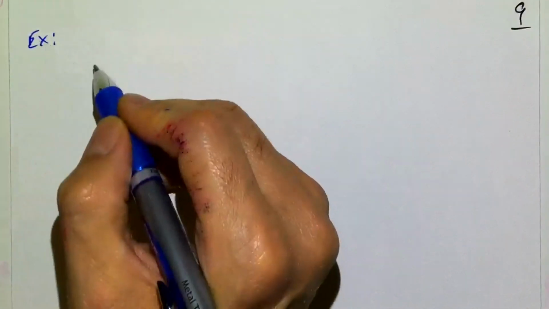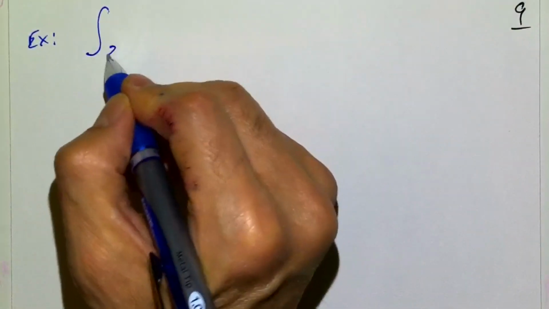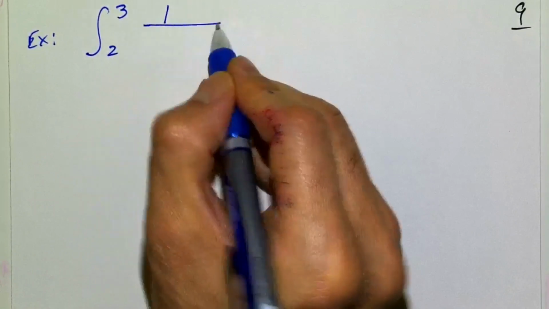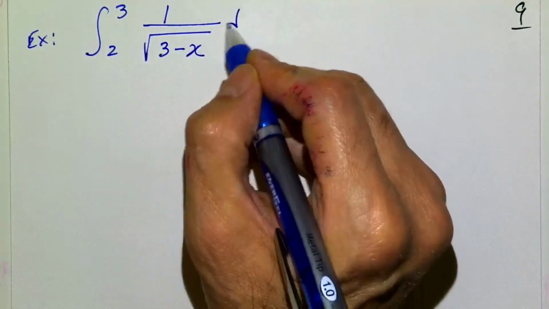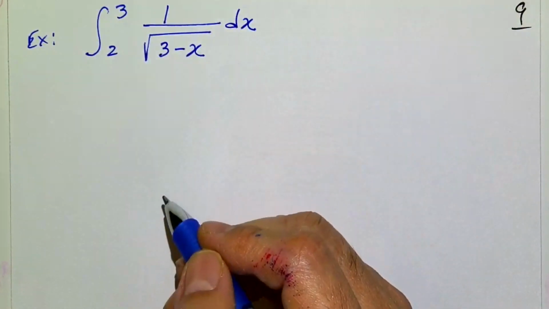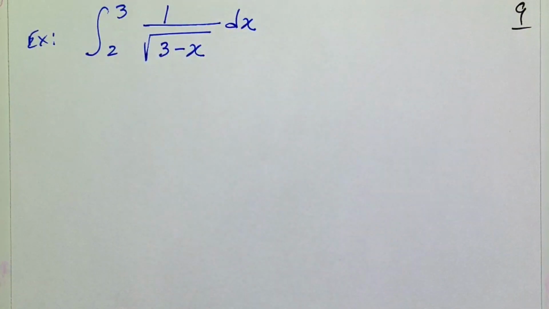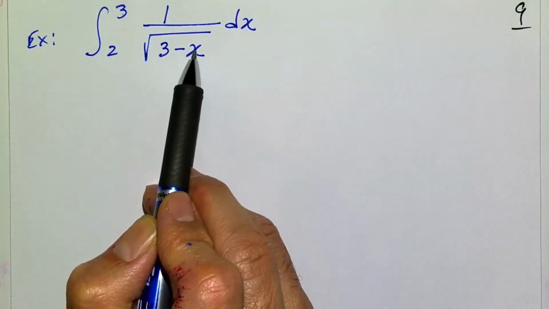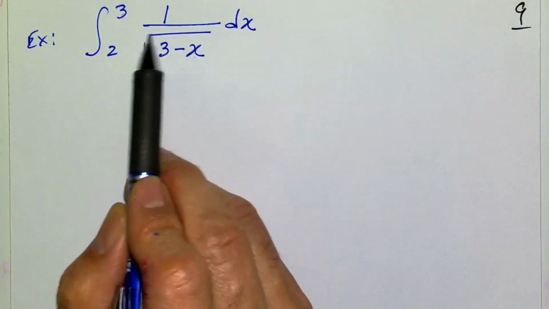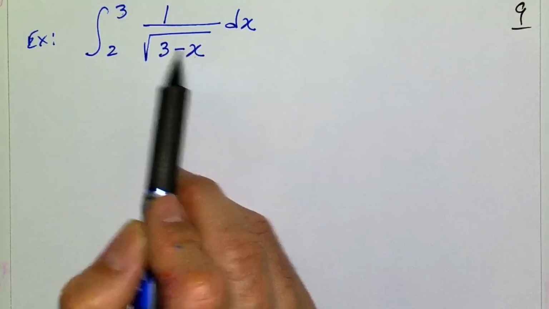So let's do another example. Suppose we want to evaluate this integral from 2 to 3 of 1 over the square root of 3 minus x dx. Clearly you can see that if you plug in the upper limit of integration here, we're going to have a vertical asymptote, right? x cannot be 3.